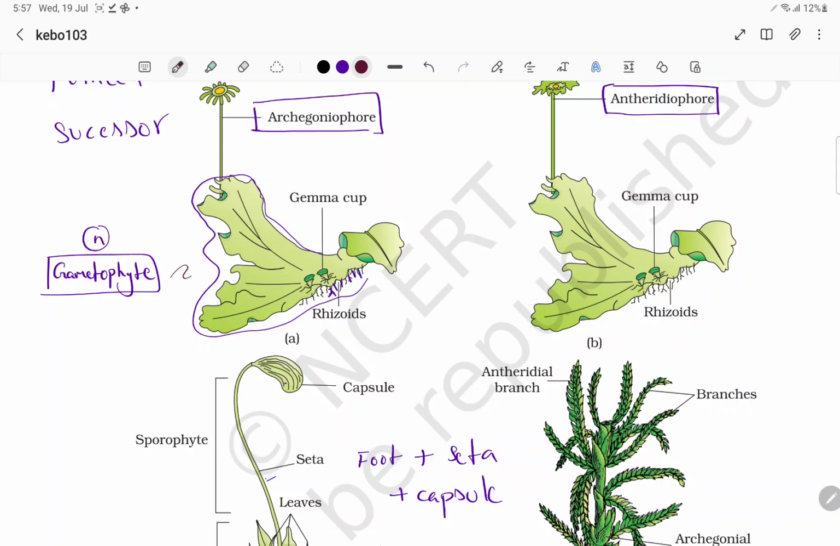This gametophyte is able to produce gametes. These gametes will unite to form a zygote. This zygote will divide mitotically to form the sporophyte. This sporophyte undergoes meiosis to produce spores. Some spores will germinate into the gametophyte. This is the life cycle of bryophytes.